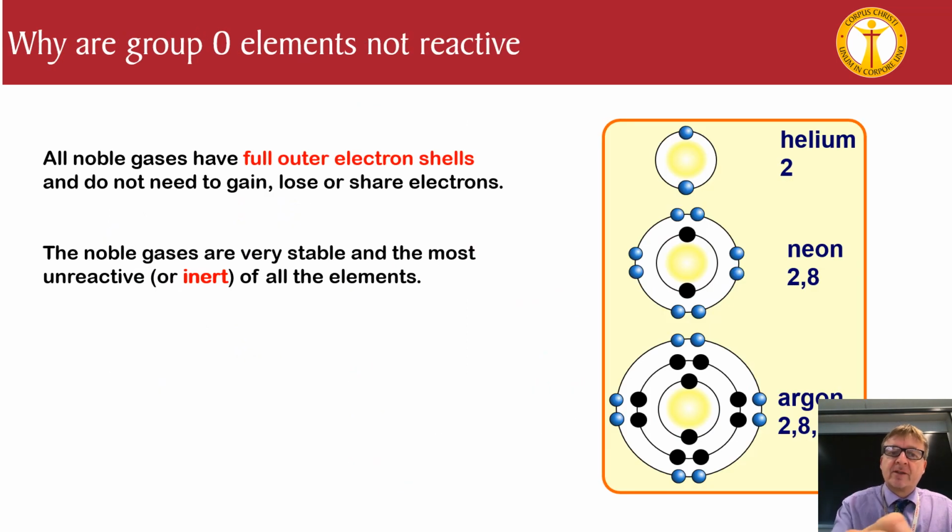Okay, the final group is then group 0. Now group 0 can sometimes be called group 8. What group 0 are is they are not reactive at all. If you think about it, helium has got 2 electrons in its outer shell, which means it's full, it's happy. It doesn't want to gain any, doesn't want to lose any. Neon has got 8 electrons in the outer shell, full shell. Argon has also got 8 electrons in its outer shell, full shell. So the reason why group 0 elements are not reactive is because they have full outer shells and they are often called inert.